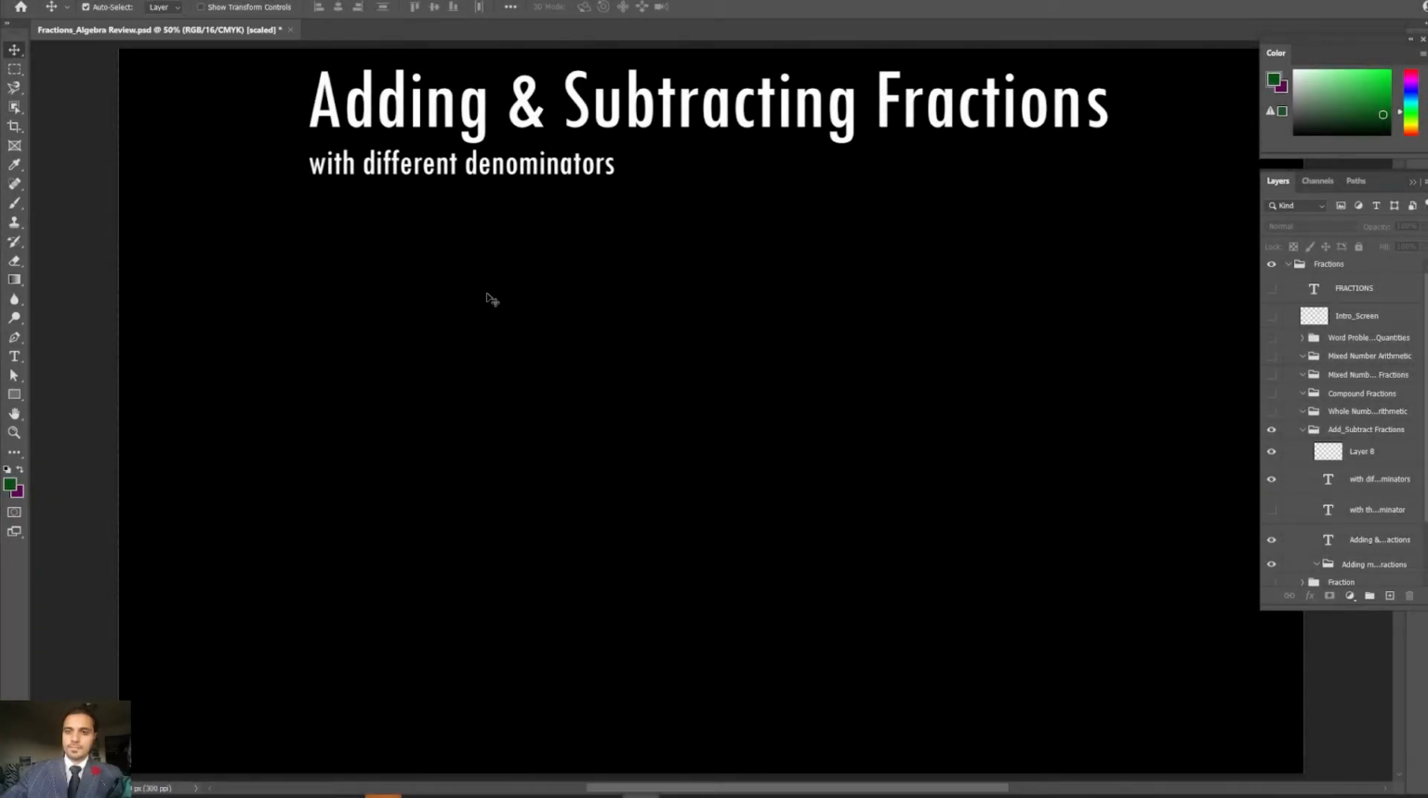In this section, we're going to be looking at how to add and subtract fractions that have different rather than the same denominators. In the last section, we looked at how to add fractions with the same denominator. And that's very easy because all you're doing is just adding or subtracting and the denominator remains the same.